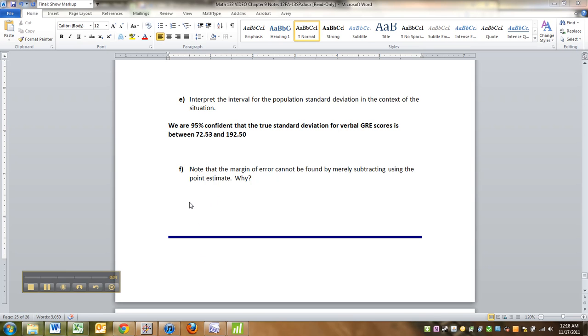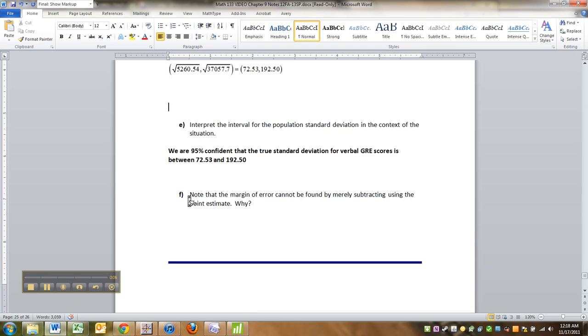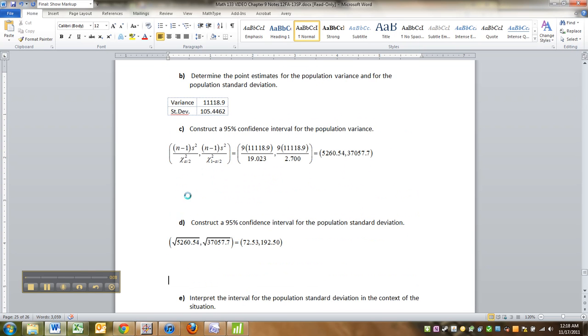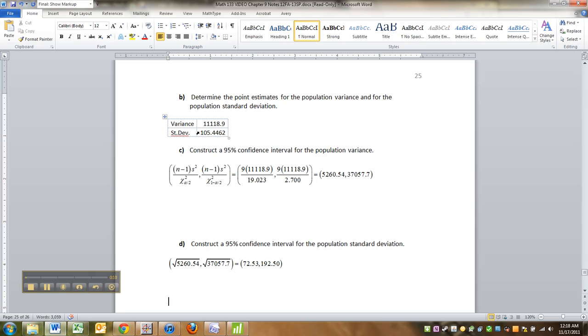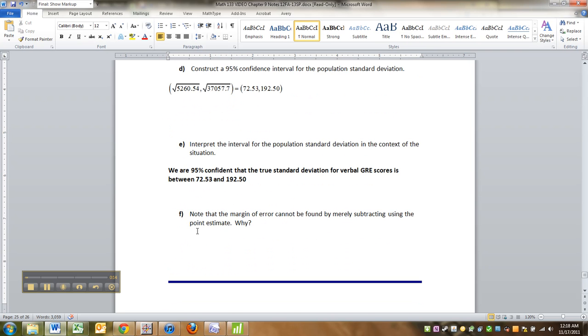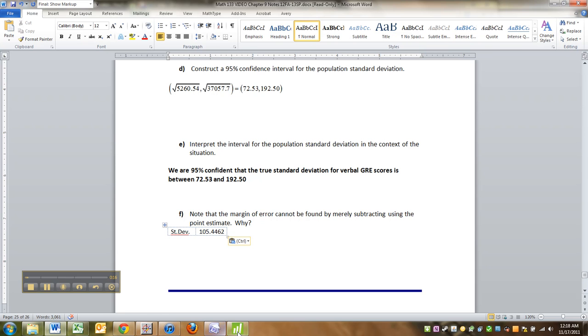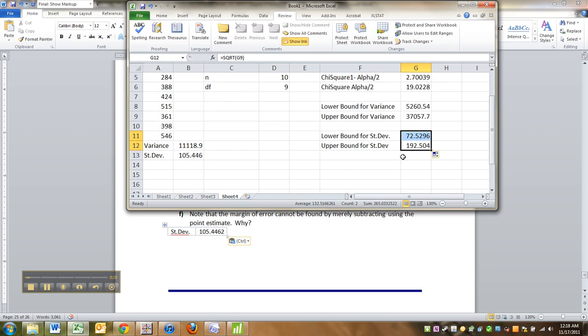So I wanted to mention here that the margin of error thing doesn't work quite the way it did before. I just wanted you to see something real quick. The standard deviation is 105, right? Let's just make a note of that. So I want you to see, oops, Excel here. Let's just take a note for a second.